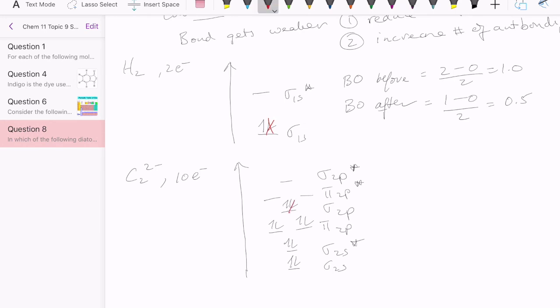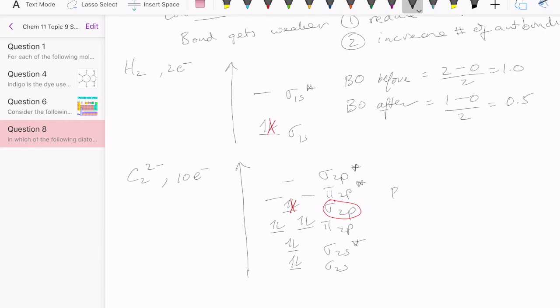Again, taking out 1 electron, what's the effect? Well, the electron is taken out from a bonding orbital. If you take it from the bonding orbital, then the bond gets weaker, as we said earlier. Again, we can do a quick calculation of the bond order before and after the electron is removed. Before, you would get 8 minus 2 over 2, which is a bond order of 3. After you remove it, it becomes 7 minus 2 over 2, which is 2.5.